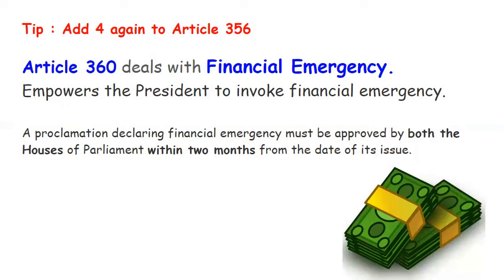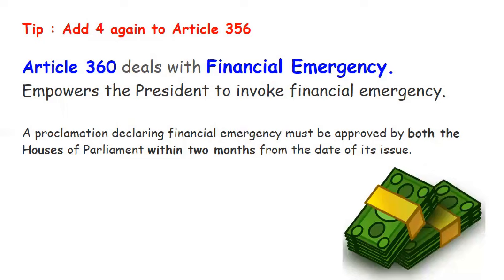Okay, so add 4 again to Article 356. Article 360 deals with financial emergency. Article 360 empowers the president to invoke financial emergency.